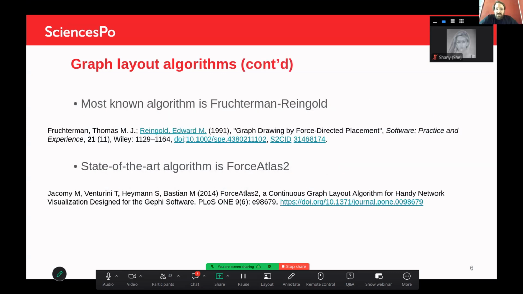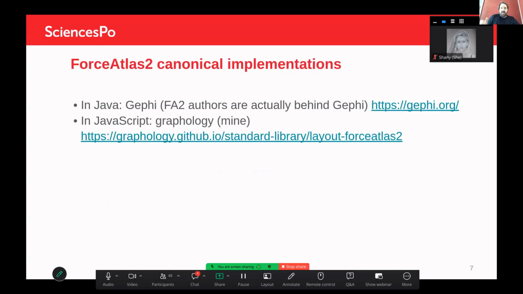So the most known algorithm is called Fruchterman-Reingold, and I'm probably not pronouncing it very well. And the state-of-the-art algorithm for that is called ForceAtlas2. So the idea is to try and see what the canonical implementations of ForceAtlas2 are. And I say canonical here to mean that it was basically validated by the algorithm authors. So you have a Java implementation in Gephi, which is a very popular software to perform visual network analysis. And there is an implementation in JavaScript, which is mine, and that I wrote with the algorithm authors.